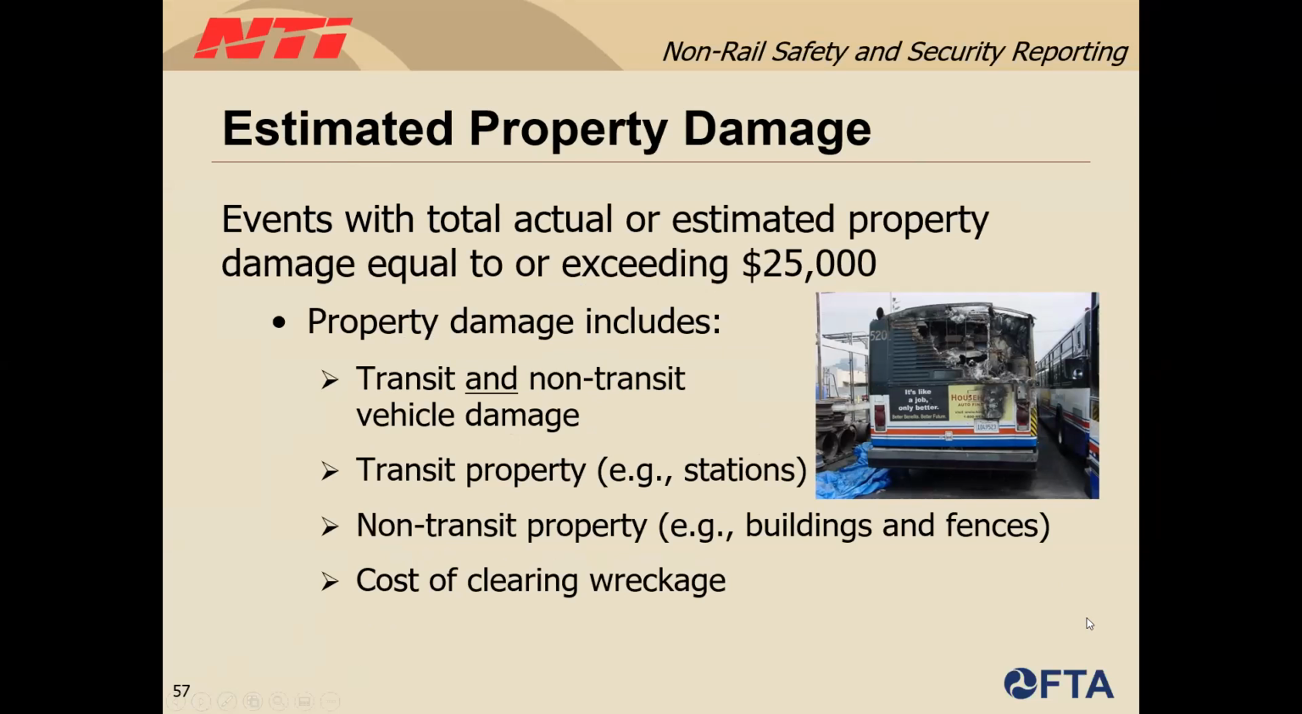Now we'll talk about the property damage threshold. Events with total actual or estimated property damage equal to or exceeding $25,000 are reportable. Property damages include transit vehicle and non-transit vehicle damage, damage to transit stations, bus stop signs, and shelters if applicable. The cost of non-transit property, private property, buildings, fences, etc., are also included, and also include the cost of clearing wreckage.